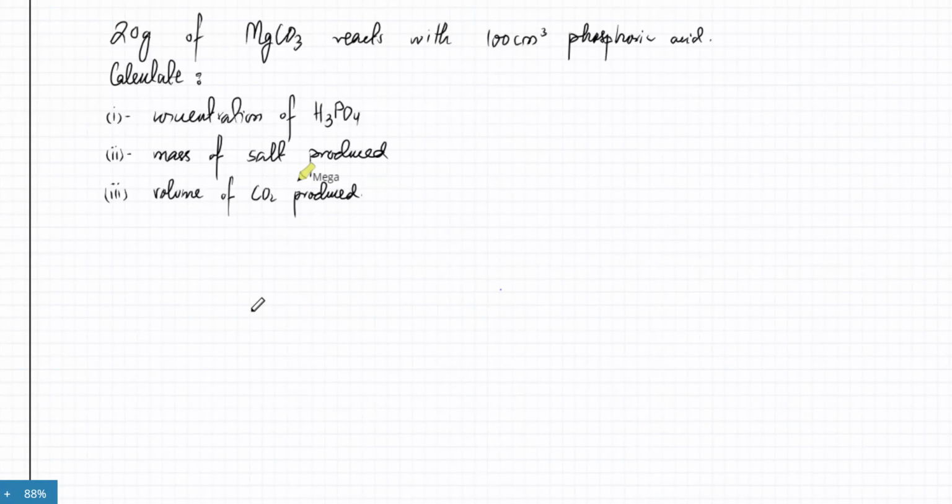Now all the question revolves around an equation. So you need to know what the equation of the reaction is going to be. It's going to be magnesium carbonate reacting with phosphoric acid. And as a result, a salt would be produced, and that salt would be magnesium phosphate, which is going to be Mg3(PO4)2, plus water plus carbon dioxide.